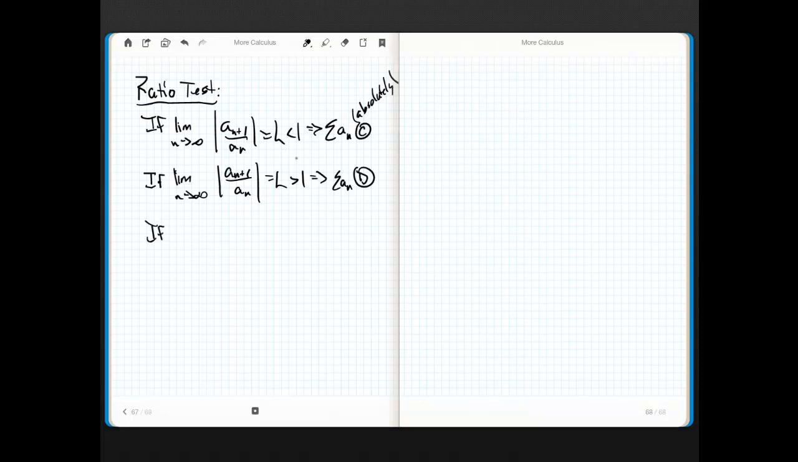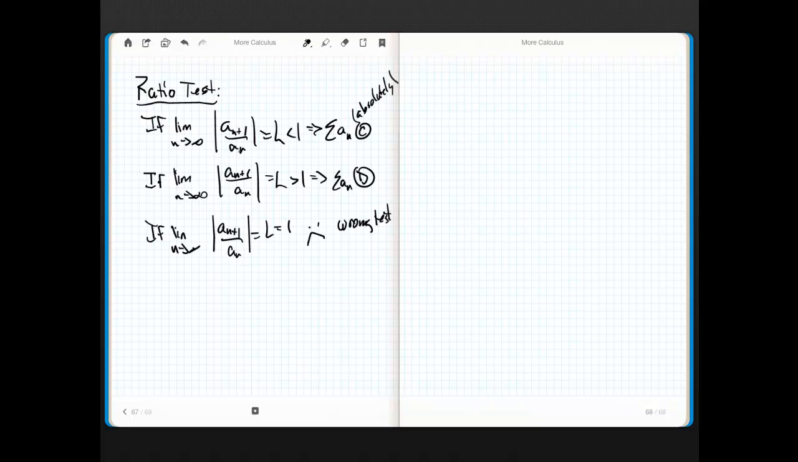Now notice we got less than 1, we got greater than 1. You're just begging the question, what happens if it equals 1? If the limit as n goes to infinity of the absolute value of a sub n plus 1 over a sub n equals L, which equals 1, wrong test. Do something else. It doesn't work. Okay? Now, go ahead. Think about it. Why is this true?